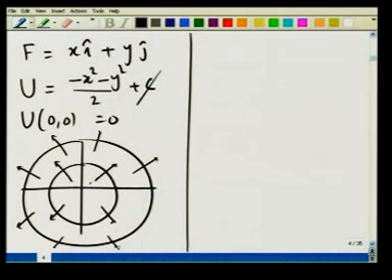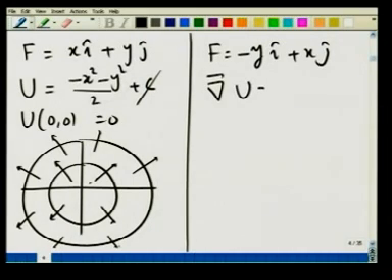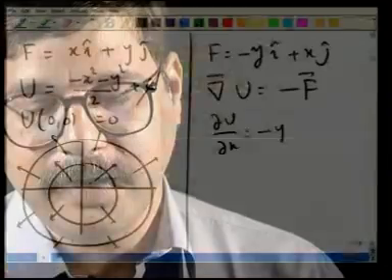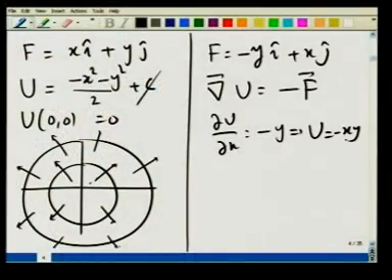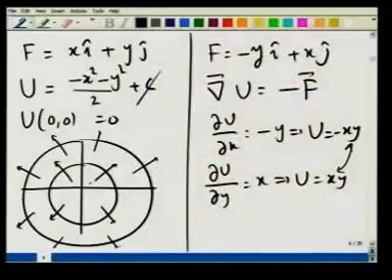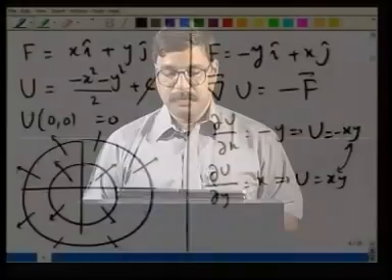On the other hand, when I take F to be minus yi plus xj, I can't really find a function that will give me gradient of u equal to minus F. Another way of looking at it is, from du dx equals minus y, I find u should be of the form minus xy. On the other hand, if I look at du dy equal to x, I find u to be of the form xy. Both cannot be true. So this is a non-conservative force. I can't really get any potential for this.